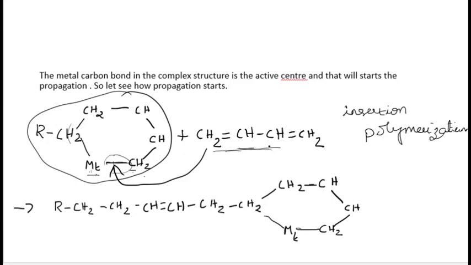Because this monomer is inserting between this metal ion and the carbon atom of the monomer, we will get a polymer chain. This process will further go on, and thereby the propagation happens and the chain growth is increasing like this.